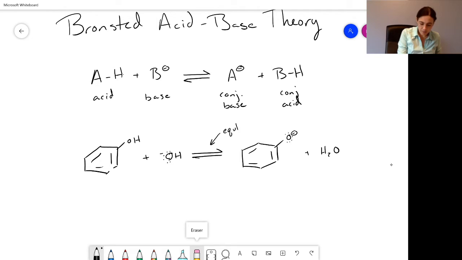Not to be confused with resonance, which is two heads on one line. This is not a resonance arrow. This is an equilibrium arrow, meaning that the amount of each of these is dependent on the energetics of each side of the reaction. So they can interchange until the energetic state is reached, where the lower energy state has, again, more compounds in it, and the higher energy state will have fewer compounds in the solution.